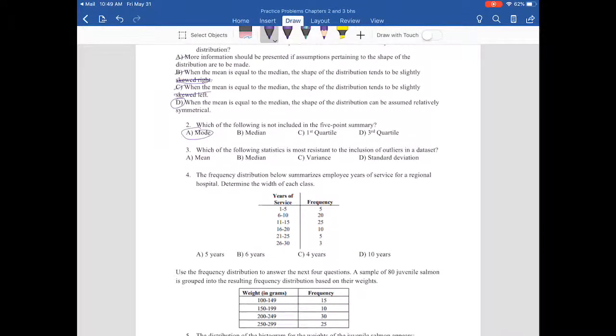Number 3, which of the following statistics is most resistant to inclusion of outliers? So this problem is all about understanding what it's asking for here. First we're going to start with outliers. An outlier is a data point that is extremely far away from the other data points in the set.